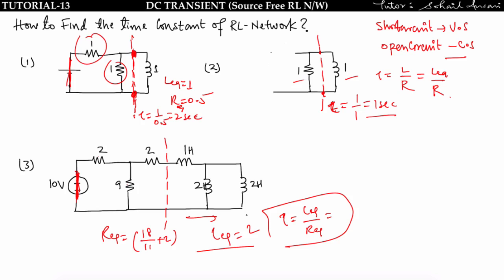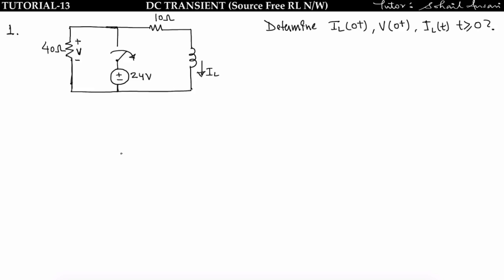What will happen if the inductor and resistor are not separable? Then how to find the time constant? In that circuit we will go with the Laplace transform approach. We will see some problems in which inductor and resistor are not separable, and then how to find the time constant of that network. Now let's move to the first problem.